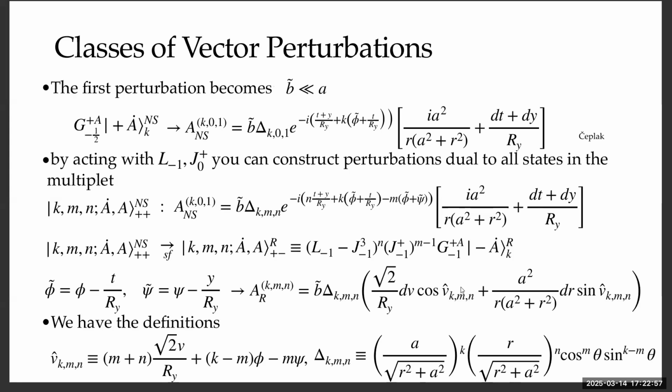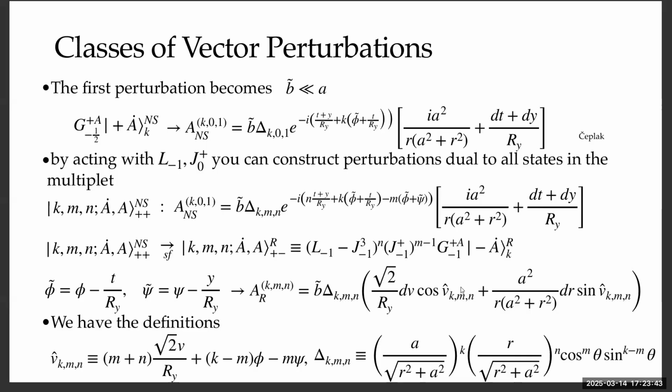I can act with L minus ones on this and J zeros on this guy, and it can give me the perturbation for general K, M, and N. So this should be K, M, and N here. So this is in the NS sector, and then I can make a coordinate transformation to the R sector. The point here is just that you can build the perturbation with the Virasoro generators in the supergravity theory. You find the perturbation of the lowest descendant, and then you can act on that with more L minus ones, more J's, and you can build up your energy, you can build up your angular momentum.